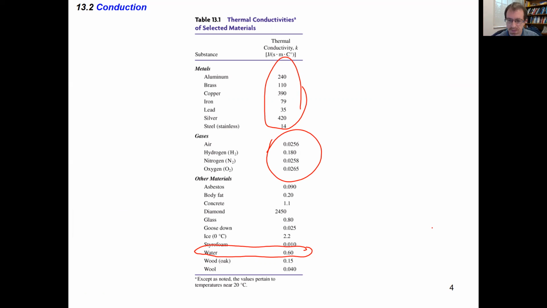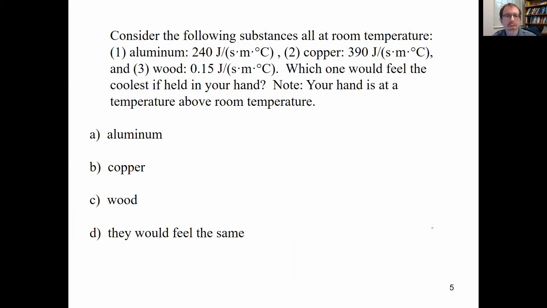All right, so I think I've got a question for you next. We're imagining a couple of different materials: a bar of aluminum, a bar of copper, and a bar of wood. A piece of wood, whatever. And all of these are at room temperature. You pick up each one of these in your hand. Which one of these would feel coolest if you held it in your hand? And we're given the thermal conductivities of the materials: 240 for aluminum, 390 for copper, and 0.15 for wood.